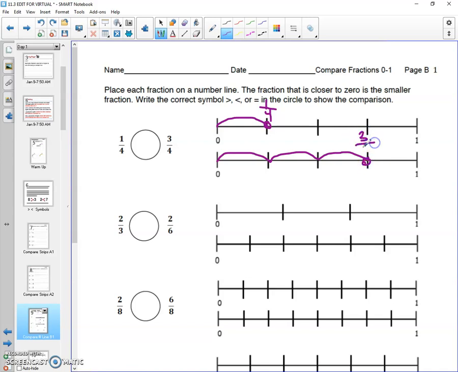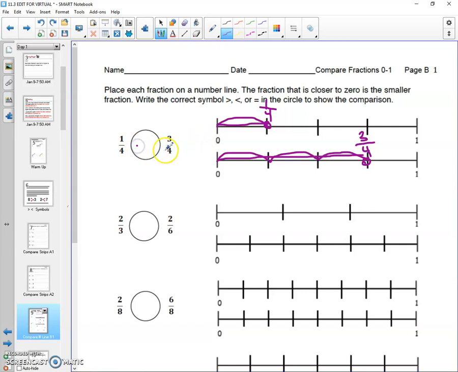I can clearly see that 1/4 is closer to 0. 3/4 is farther from 0, because 3/4 covers more space on the number line. It is farther away from 0. I know that it is the larger fraction. 1/4 is closer to 0. It covers less space away from 0. It is the smaller fraction.